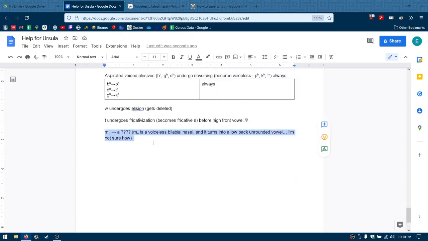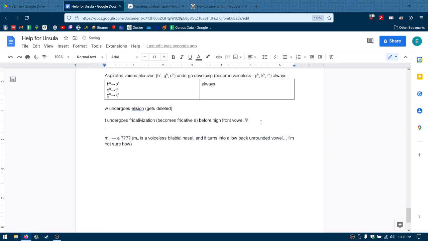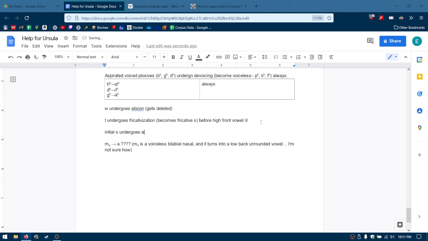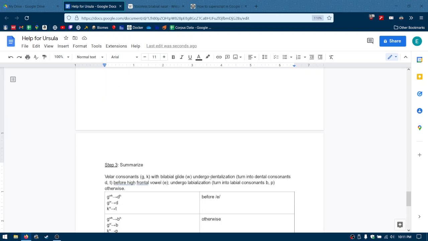And then I'm not really sure how to write this down, and I'm not really sure that it matters. It's something that I noticed, but like I said before, I'm pretty confident that a voiceless M would be treated as a vowel, so it changing to a different vowel isn't really that interesting to linguists. The other thing that I forgot to write down is initial S undergoes elision as well. Okay, so that's it. That's what happens. That's how it goes down.